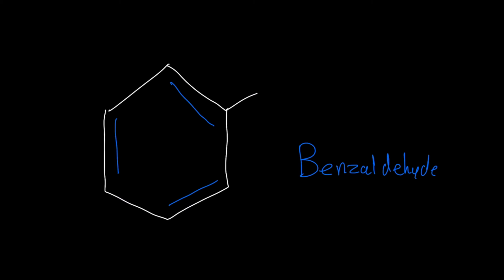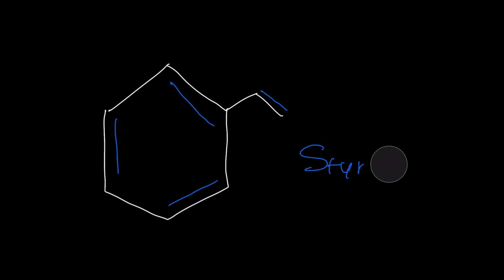Now let's talk about the next one, which is kind of an alkene group. What would you call this one? So this is called styrene. A lot of these don't make much sense. They're just names.